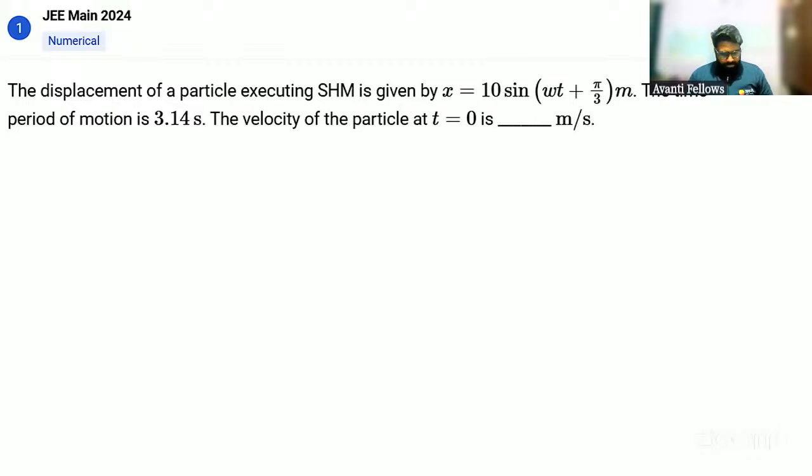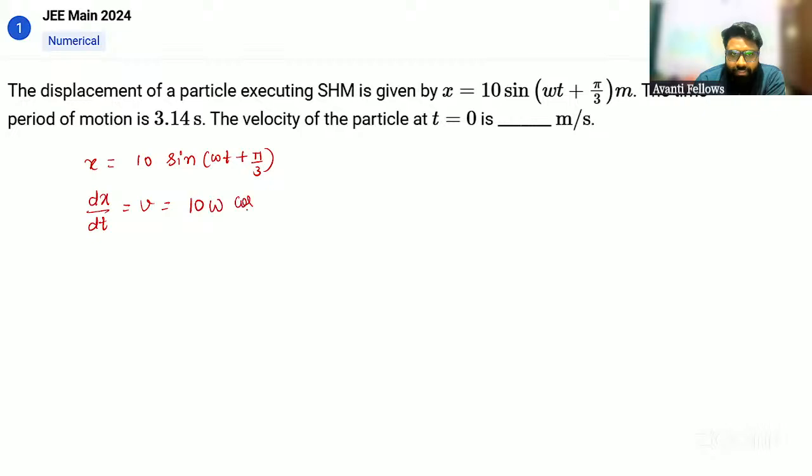Okay. So let's just try to solve it. X is given to you as 10 sin(omega t plus pi by 3). ठीक है. देखो again dx by dt करो. Differentiate it with respect to time, you get the velocity, which is nothing but 10 omega cos(omega t plus pi by 3). Now you got the expression of v.